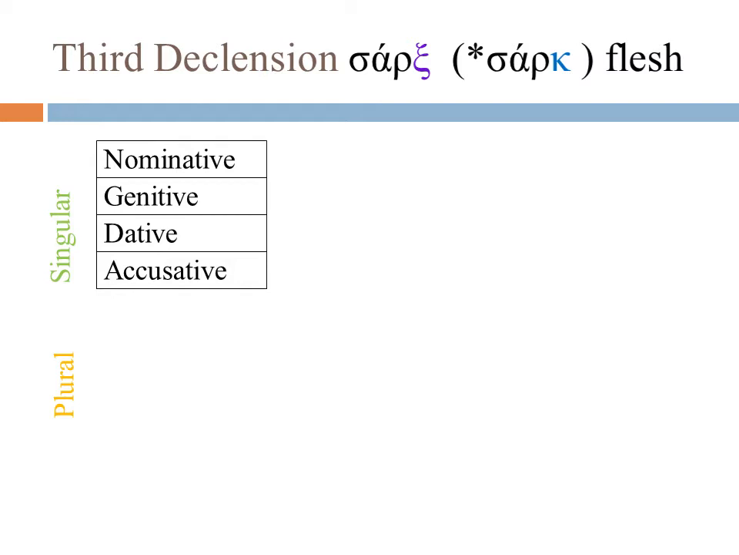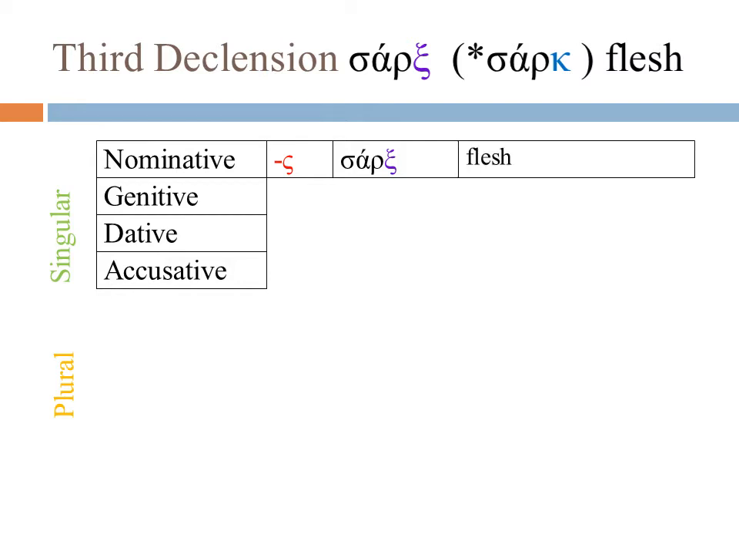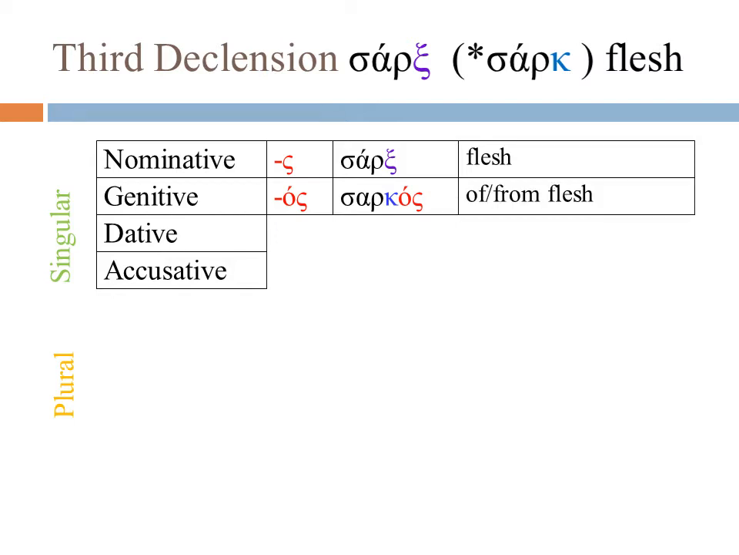The nominative is the addition of a sigma, and we get sarx. We got a merge there with a kappa sigma. That means flesh. The genitive, and this is our important one, omicron sigma, gives us sarkos. And the important part of the genitive is we can see at the genitive what the root is. You can't see it in the nominative, but you can see sark in the genitive, and that is the basis upon which we will build the rest. That is of, from, flesh, or the possessive.